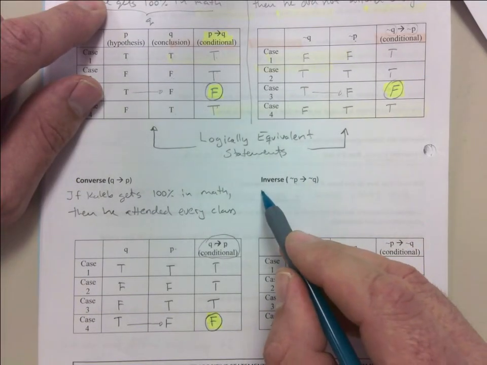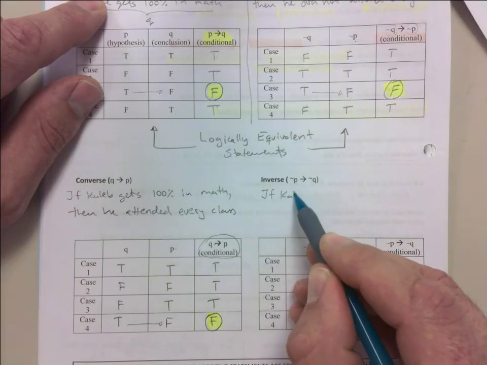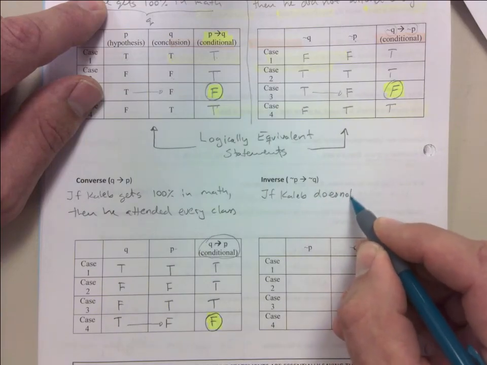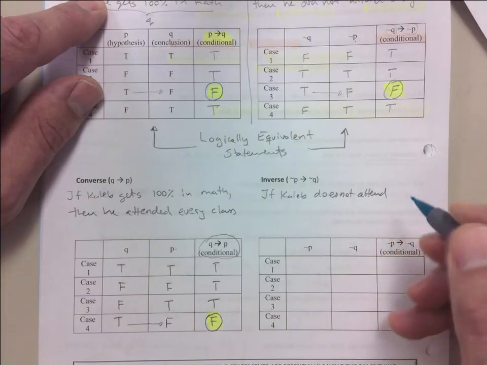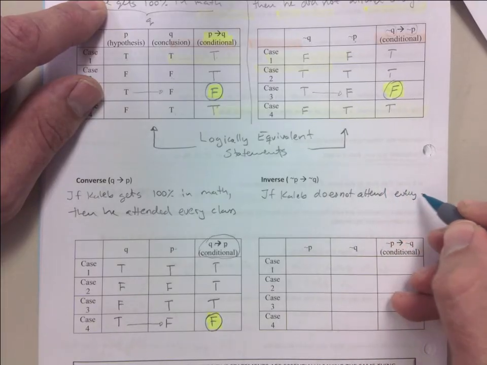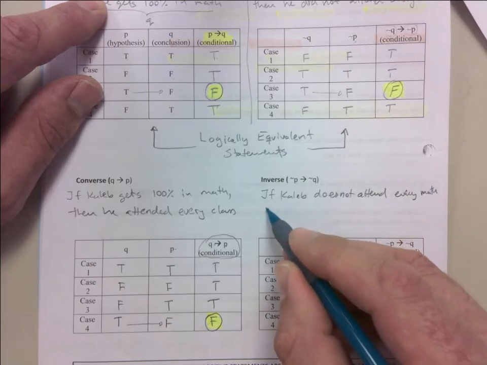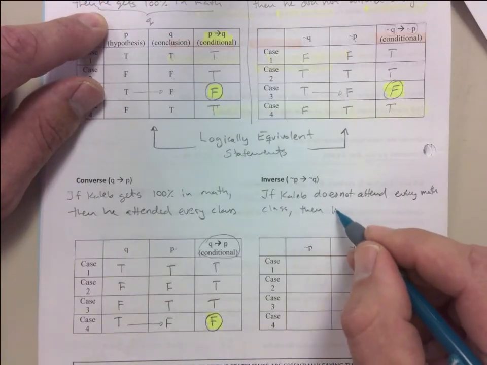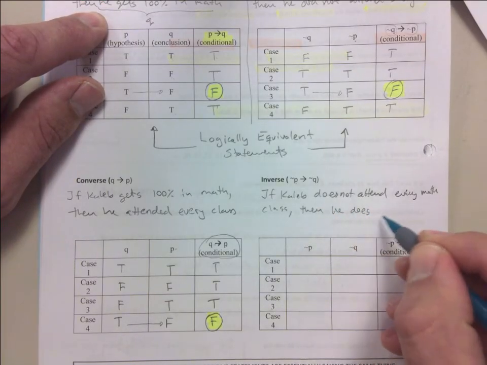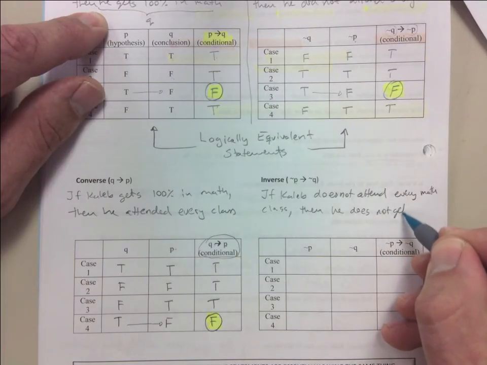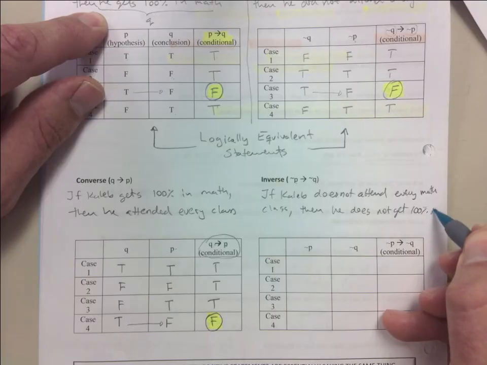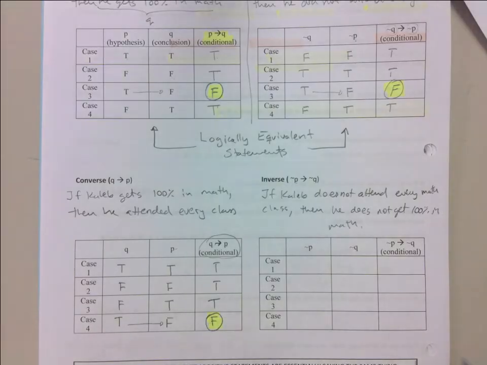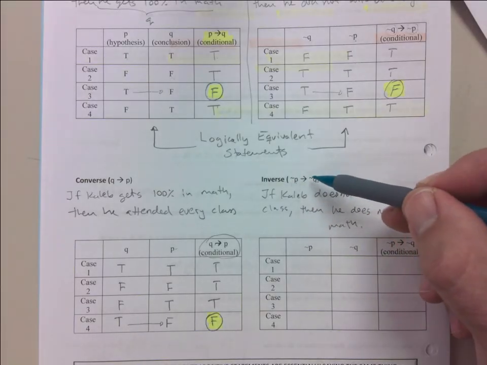So basically we go to the original and it says: if Caleb does not attend every math class, then he does not get 100% in math. That's what it is, okay? So again, it's saying not P, not Q.